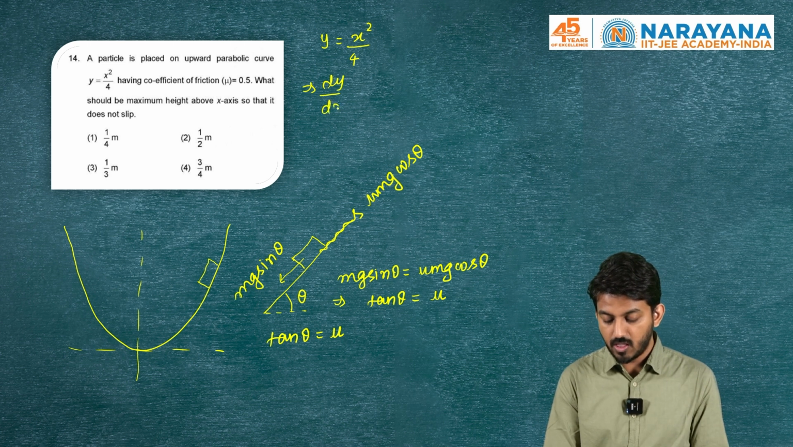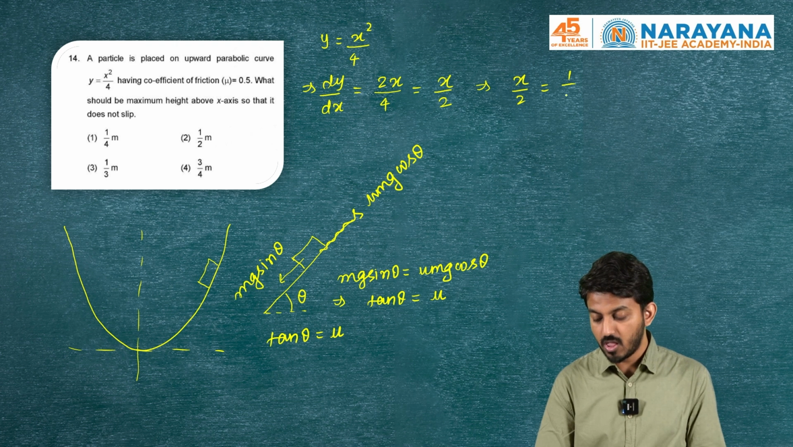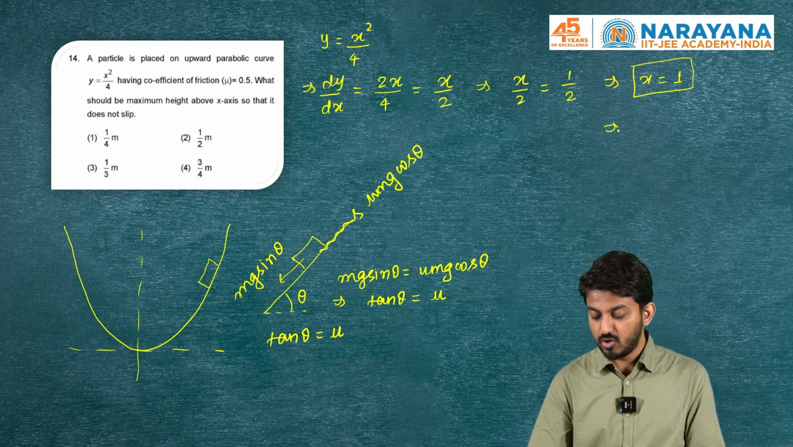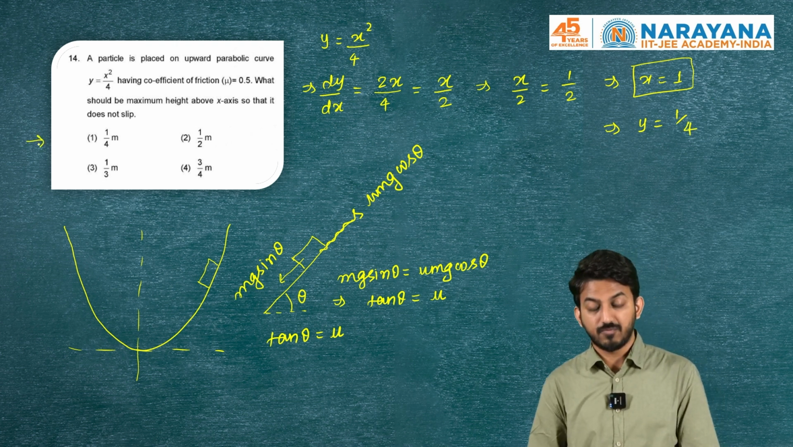dy by dx is equal to 2x by 4, which is equal to x by 2. Now we want to equate the slope with the coefficient of friction, which gives us x by 2 is equal to 1 by 2, giving us x is equal to 1. For x is equal to 1, I get y is equal to 1 by 4. Therefore, option 1 is the answer.